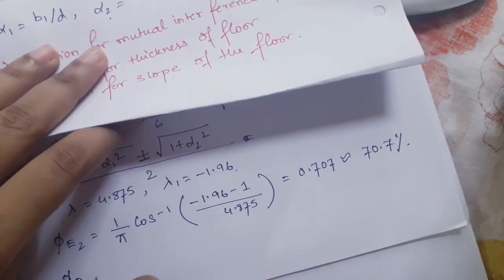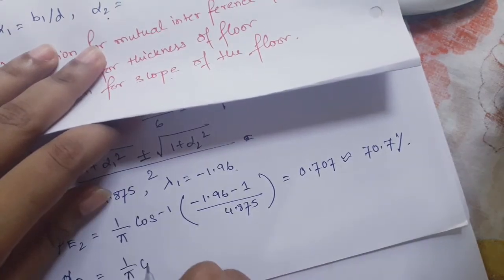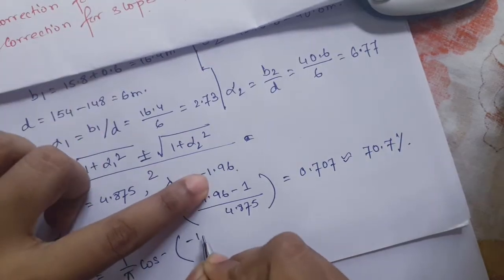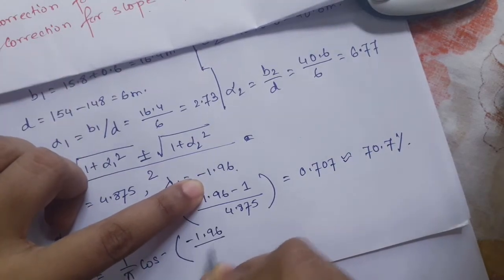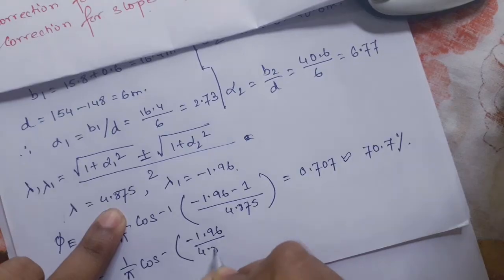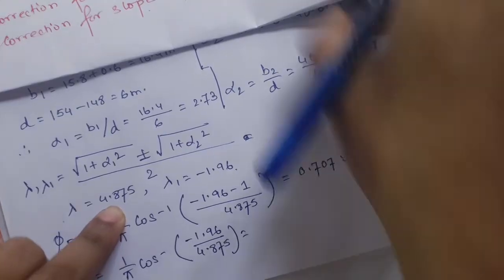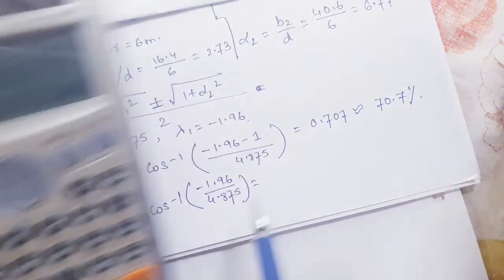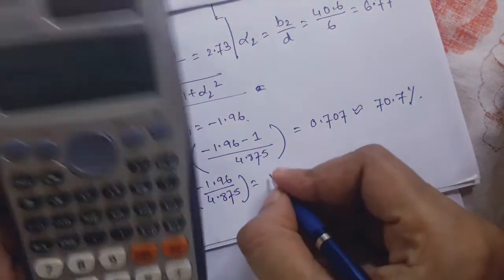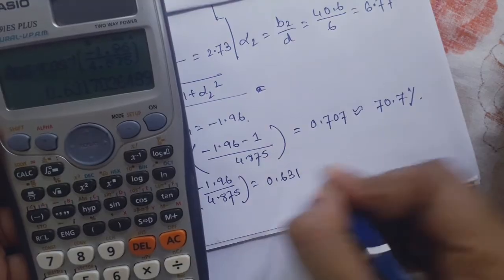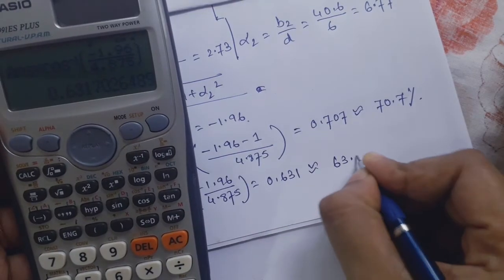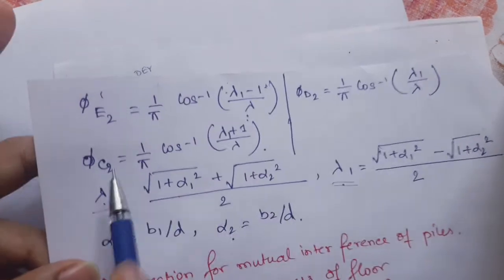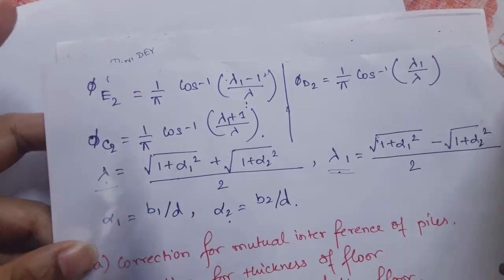So phi D2 is equal to 1 by pi cos inverse of lambda 1 by lambda, 1 by lambda. Okay, so by calculating this whole equation, we are getting 0.631, meaning 63.1%. Okay, now it's time to calculate phi C2.